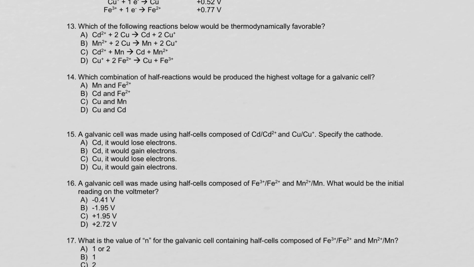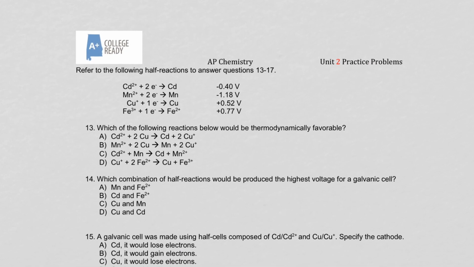In question 15, we're still in the set of questions that goes with the half reactions given above. For this one, it says, now we're making a galvanic cell with the cadmium half reaction and the copper half reaction. Specify the cathode. So looking at those two, we've got a negative 0.40 potential, and we've got a positive 0.52. So again, the higher value will stay reduction, so we know that the copper ion, copper plus 1, will be reduced, and that it's the cadmium half reaction that will be reversed to be oxidation.